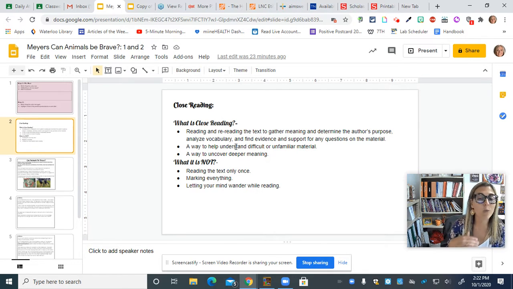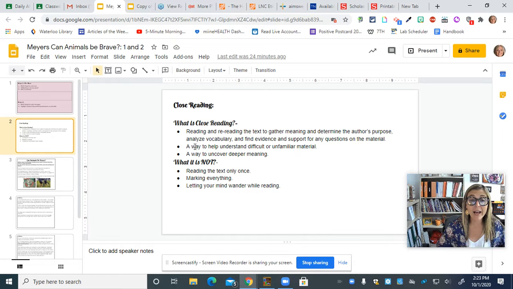I'm going to start first by taking a look at this second slide about close reading. I want to talk about what the purpose of a close read is. We don't use a close read all the time for everything. You wouldn't do a close read over your free reading book. A close read is reading and rereading the text to gather meaning, determine the author's purpose, analyze vocabulary, and find evidence and support for any questions on the material. It is a way to help understand difficult or unfamiliar material, and a way to uncover deeper meaning.